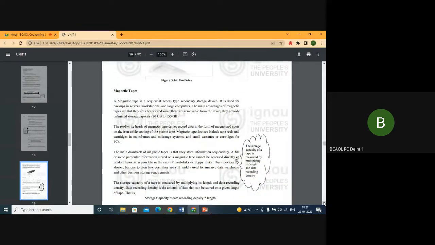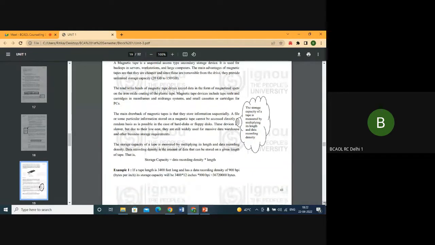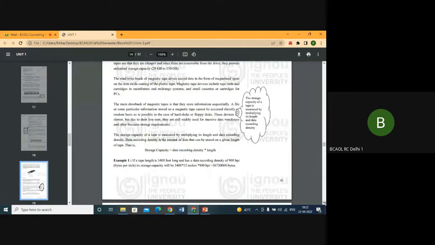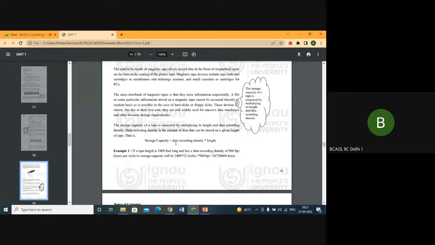Then, earlier than the magnetic disk, that is your hard disk, you had magnetic tapes. They were just like cassettes and you could read the data sequentially, and the storage capacity of those magnetic tapes was 220 GB to 150 GB. Here also they have given how the storage capacity of a tape drive is calculated. Storage capacity is calculated as data recording density into length. How much length of the tape is.